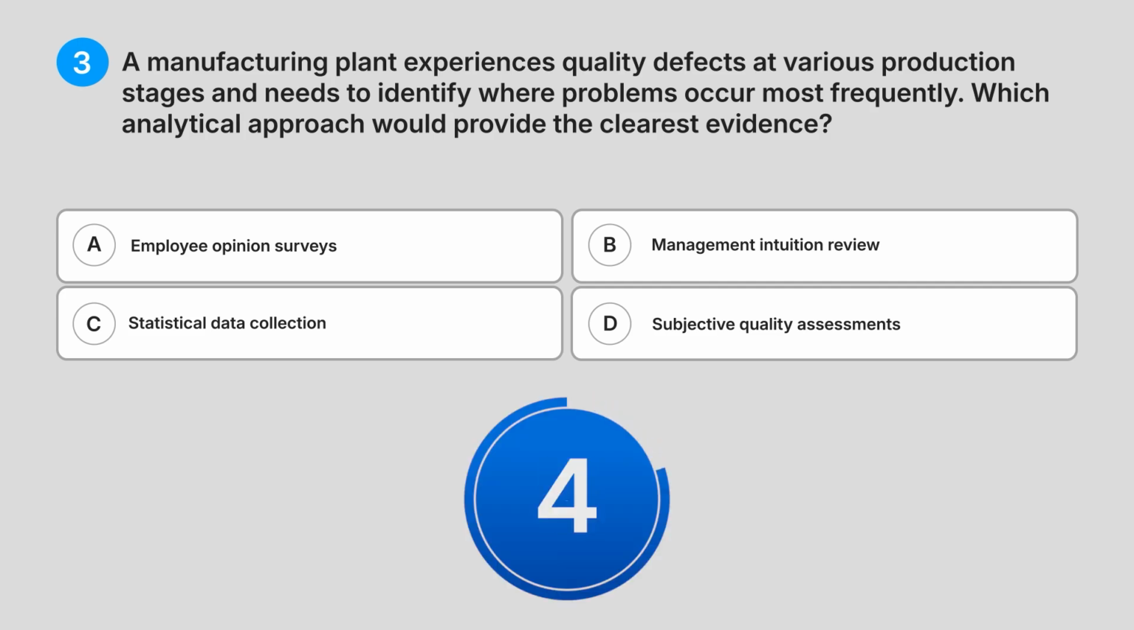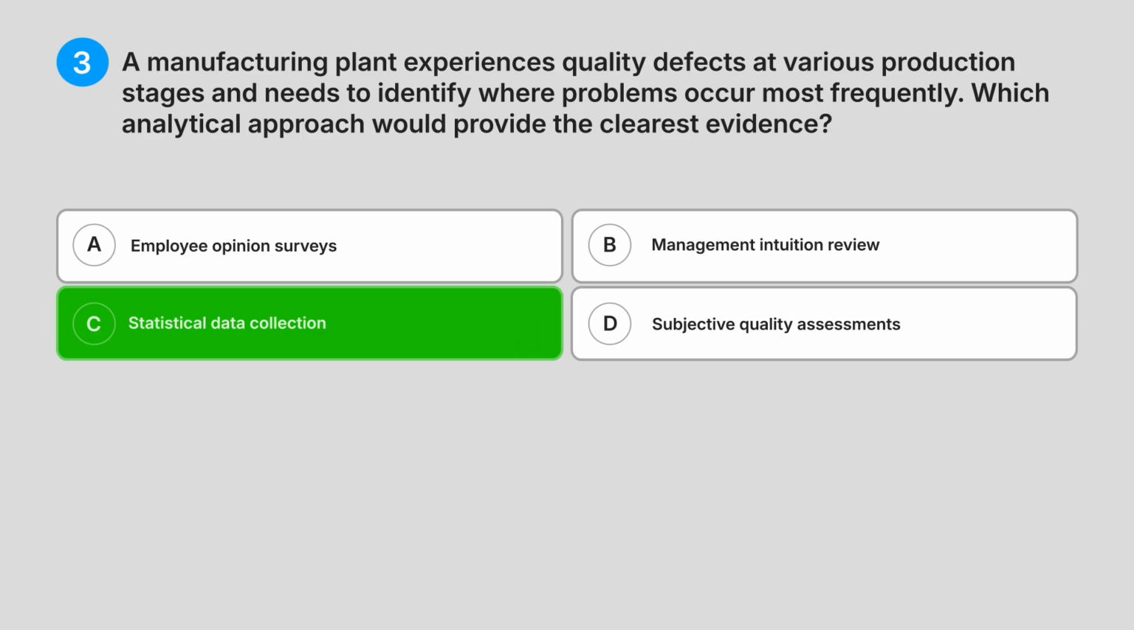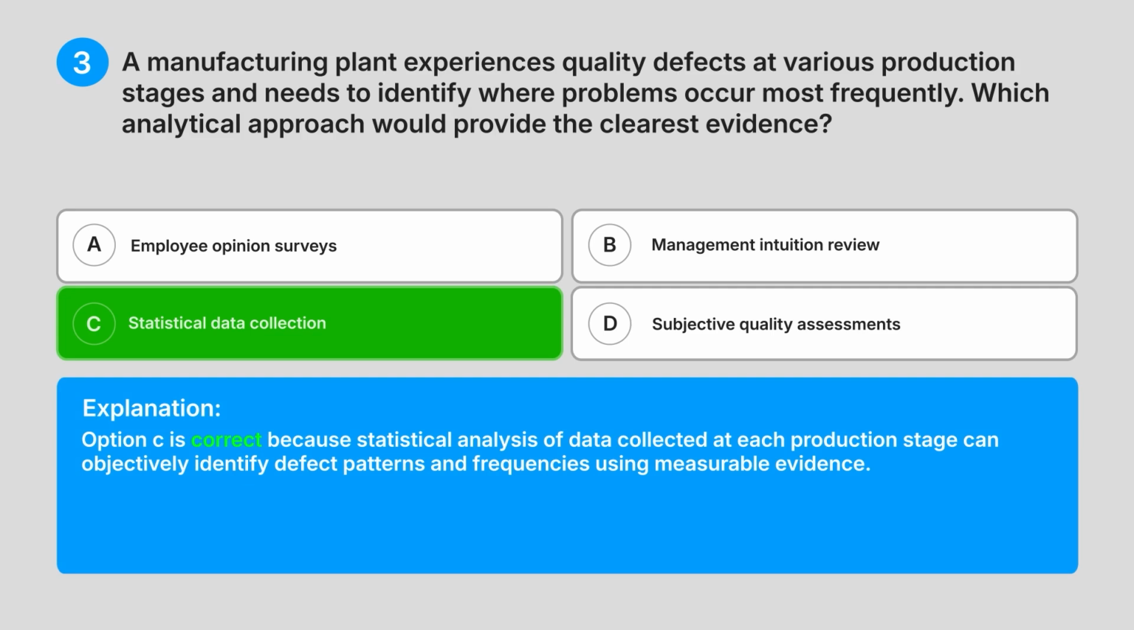Can you guess the answer? Correct answer. C. Statistical data collection. Explanation. Option C is correct because statistical analysis of data collected at each production stage can objectively identify defect patterns and frequencies using measurable evidence.